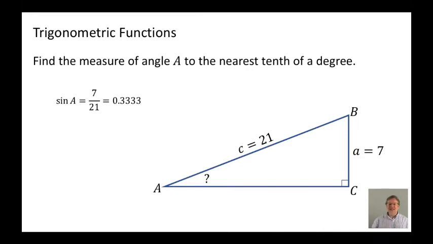All right, so let's take a look at this example here. In this example, we're given a triangle. It looks like we're given two of the three sides here. A is equal to 7 and C is equal to 21. And we want to find the measure of an angle. So since we're finding the measurement of an angle, we're going to be using one of the inverse trig functions, since we're going to find the size of an angle. But which inverse trig function are we going to be using?